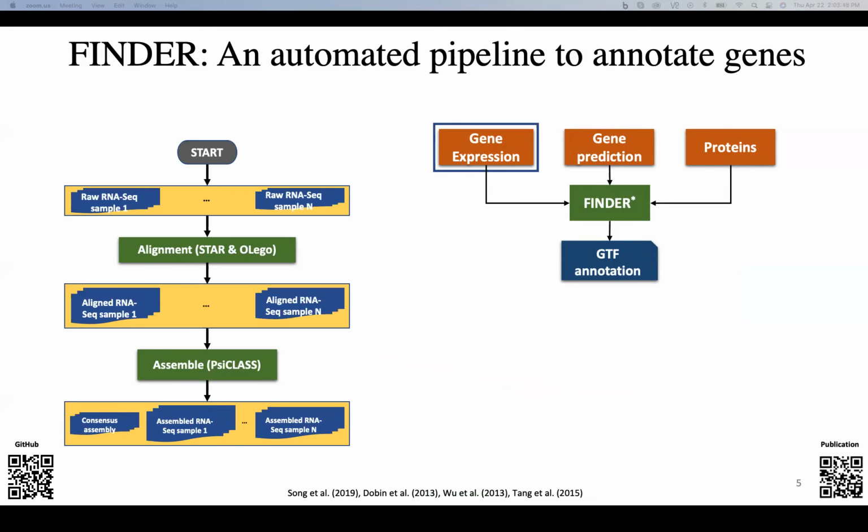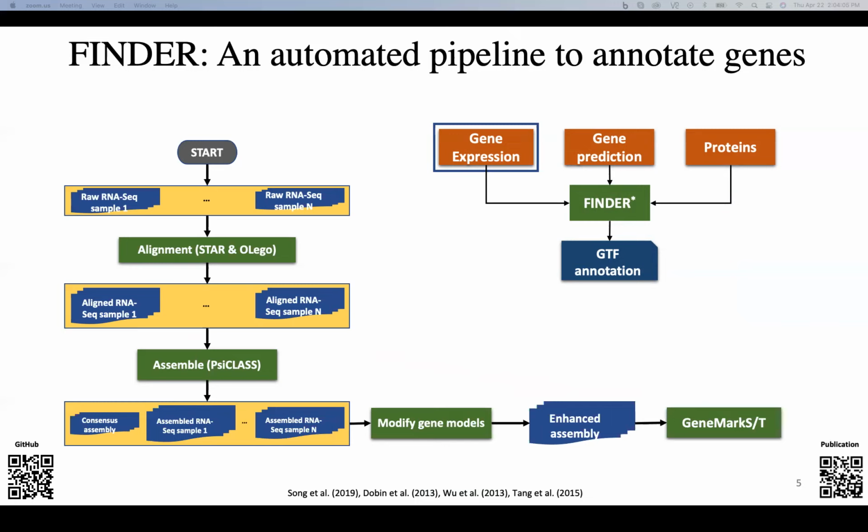So we looked at these consensus assemblies and we found that there are certain gene structures which are incorrectly annotated. So we modify those gene models, and I'm going to talk about this modification and how we do it in a future slide. And we obtain an enhanced assembly. Then this enhanced assembly is sent to another program called GeneMark-ST, which is used to predict the coding region within a gene. So that gives us a file with coding sequence annotated.